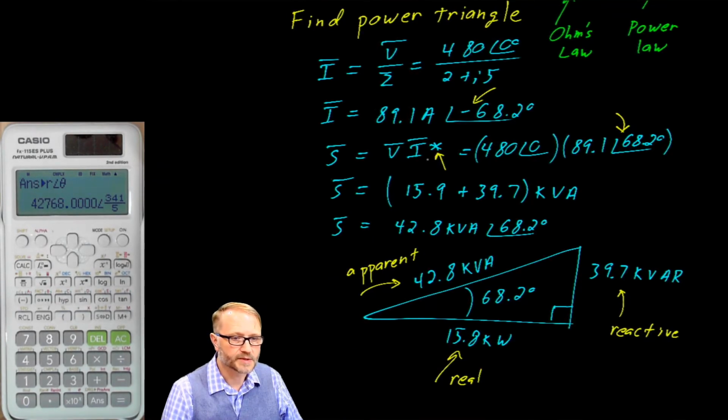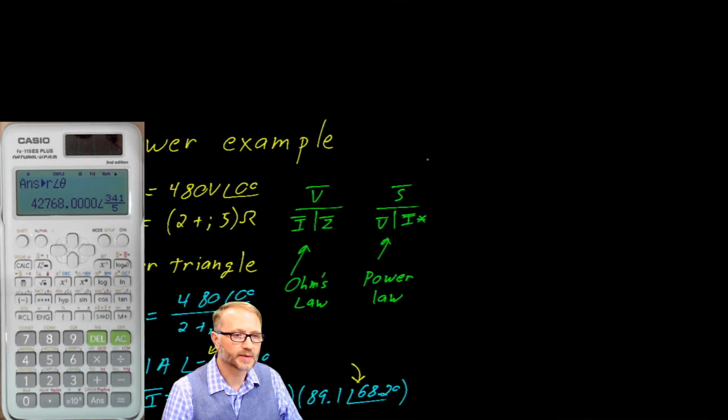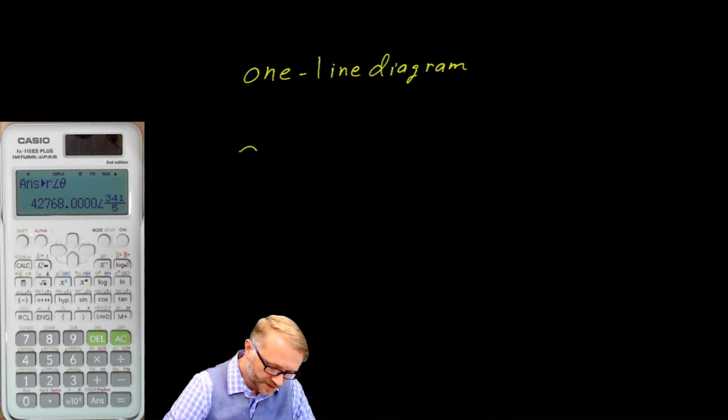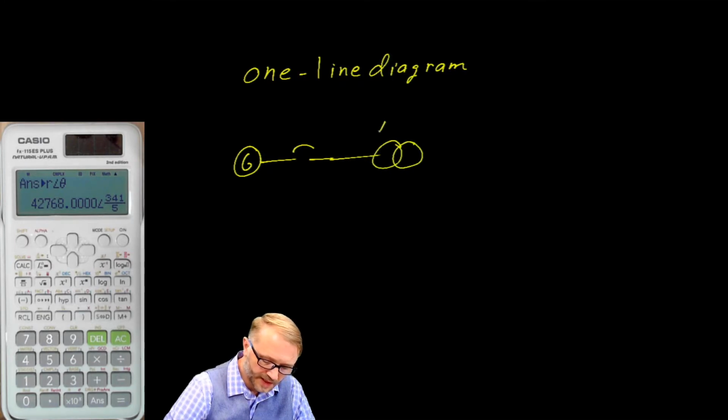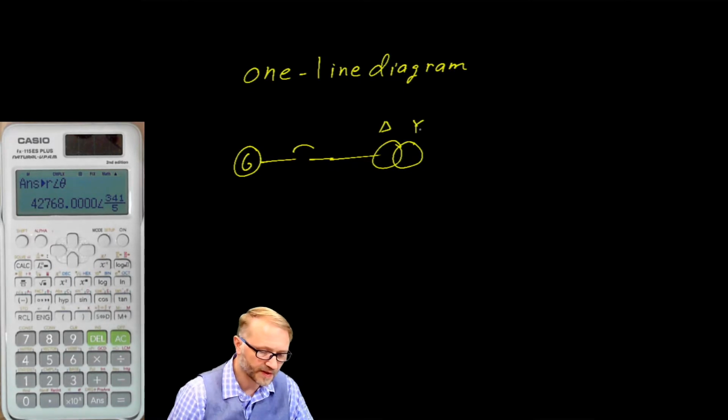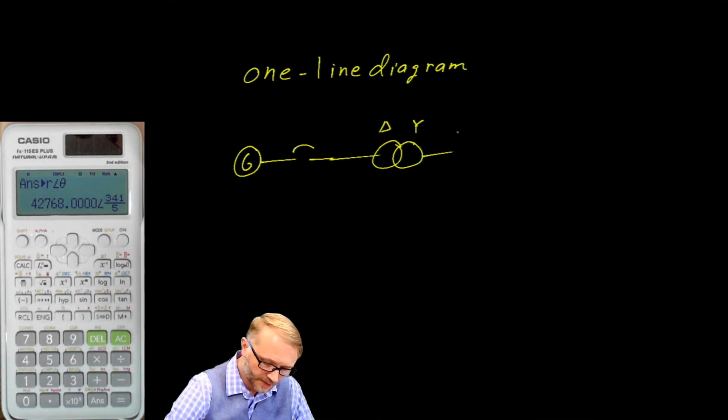While we have these numbers, there's something I wanted to show you about this problem. And that is, how does it fit in with the rest of the system? For example, I believe last time we talked about a one-line diagram. We'll assume a generator, a circuit breaker, a transformer, such that we have a delta connected to a three-phase Y. And then we'll have some distribution.